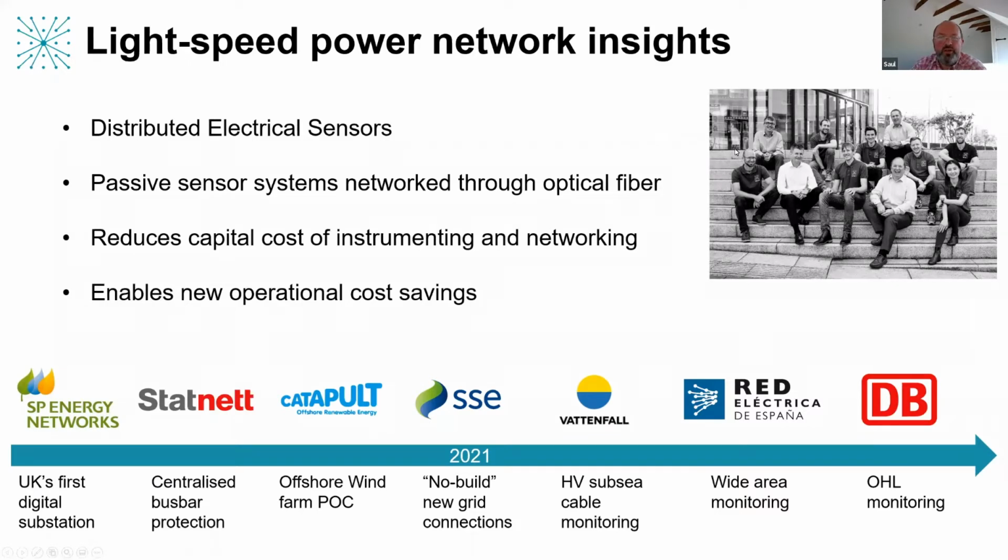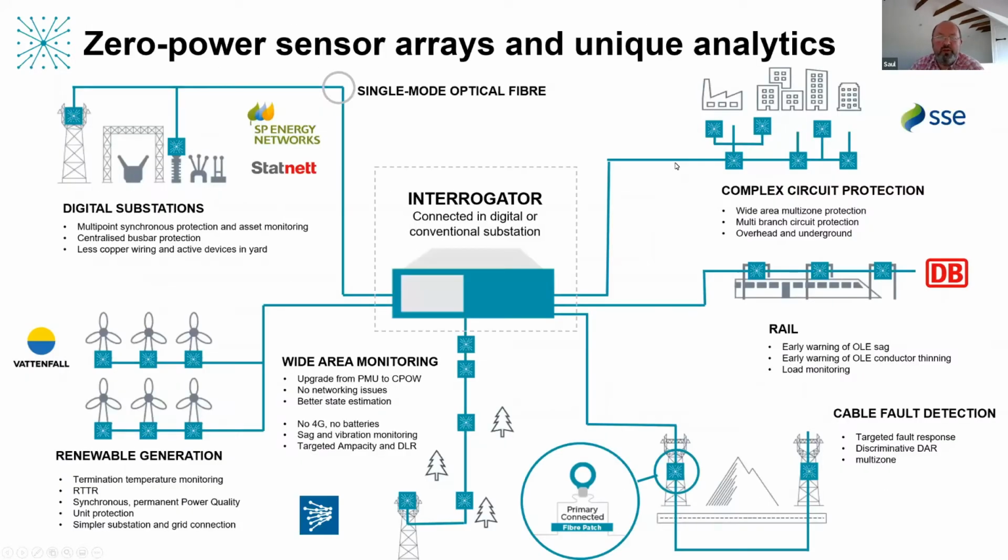Just real quick, on the next slide, I wanted to give everyone a quick overview of what we do. Today we're focusing on the bottom center of this map, where we have this one powered network device called our interrogator, which is typically rack mounted in a substation.